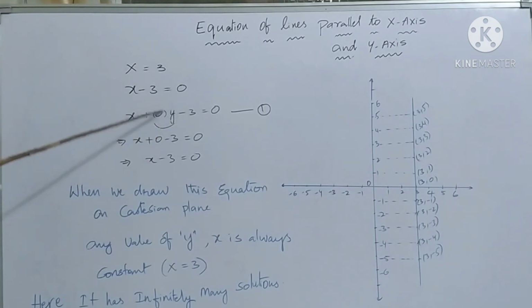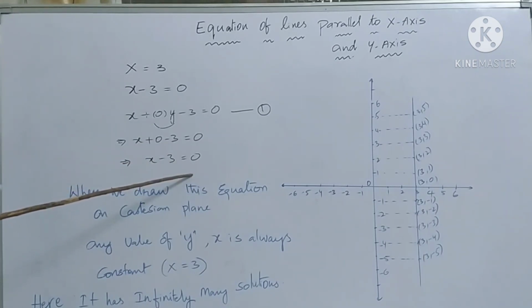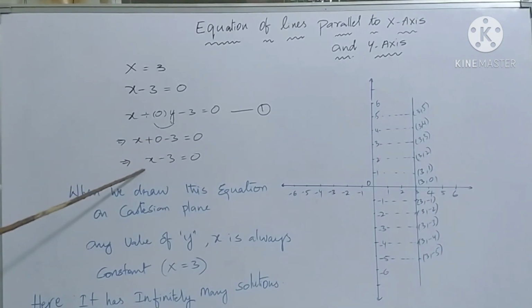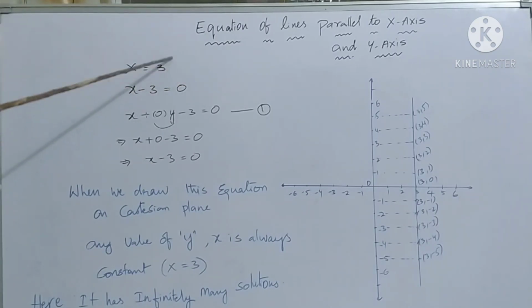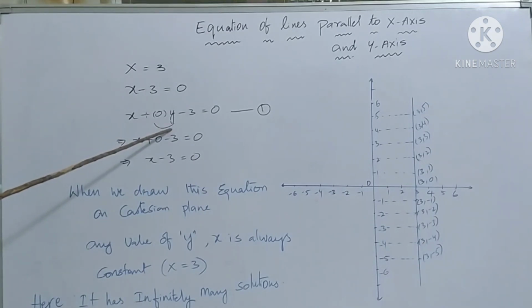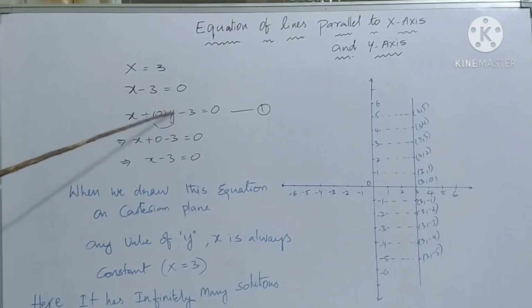So 0 into y is nothing but 0. Here x plus 0 minus 3, x minus 3 equals 0. This is nothing but our first equation. When we have to draw this equation on the Cartesian plane, x and y values are necessary. So here 0 into y is nothing but 0.